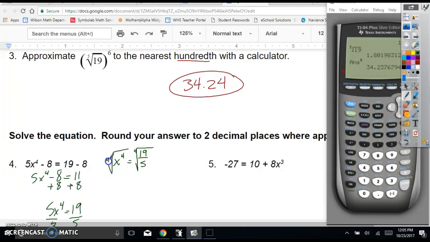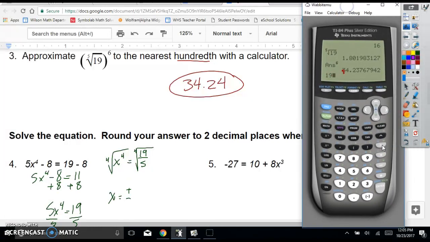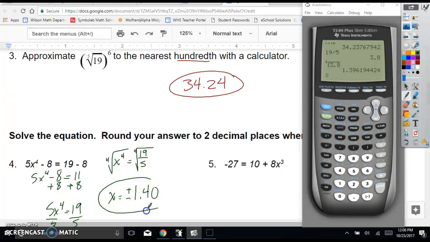We'll raise that to the 4th root. So it's going to be plus or minus. Let's see what we get here. We have 19 divided by 5. And then I'm going to have the 4th root of that. So I'm going to do the 4th root of 3.8, which looks like 1.40. Okay, do not have to do the check at this point. Directions don't ask us for it. Right, so I'm going to move right along.